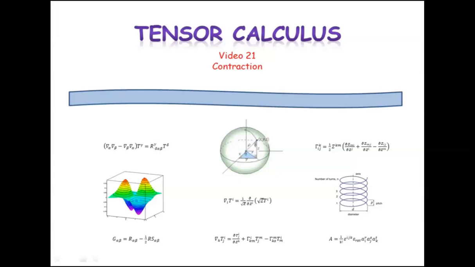Here in video 21 of Tensor Calculus, we'll pick up where we left off last time and continue to look at algebraic operations with tensors. In particular, we'll focus on an operation known as contraction. In the last video, we introduced the concept of an outer product or a tensor product.